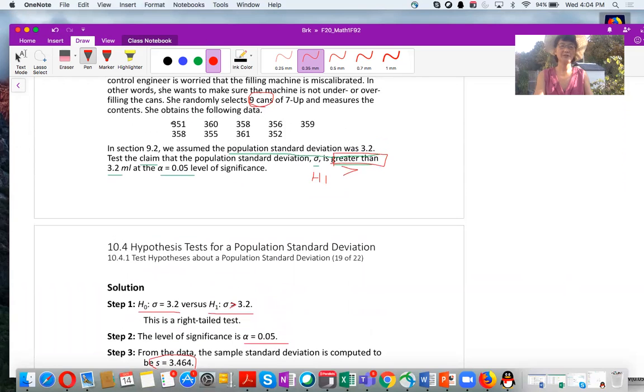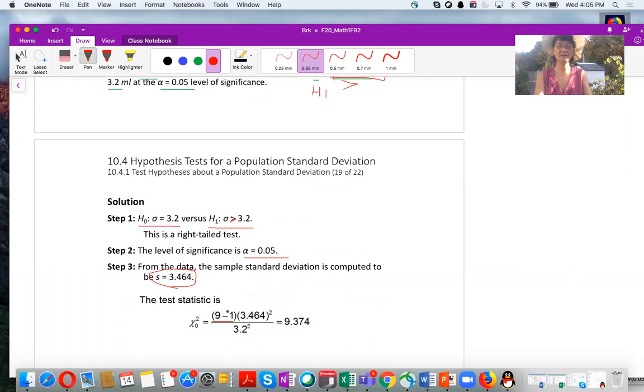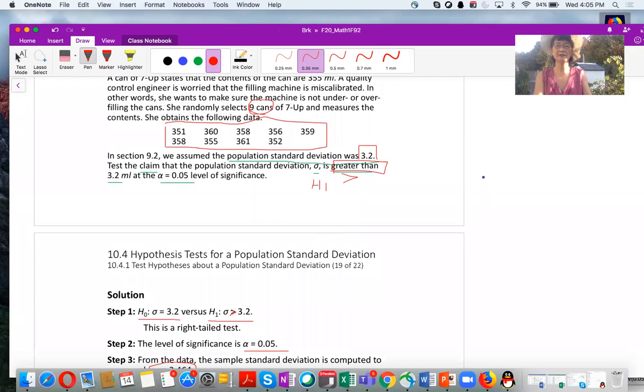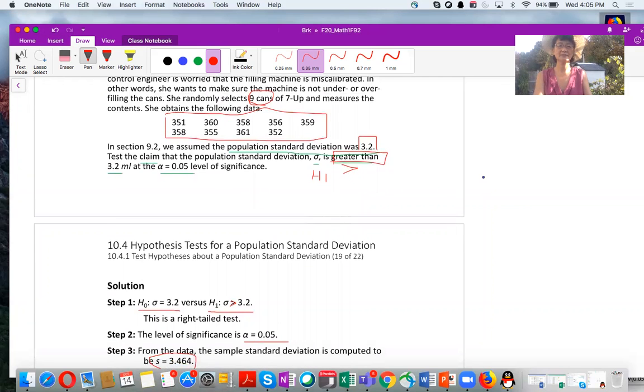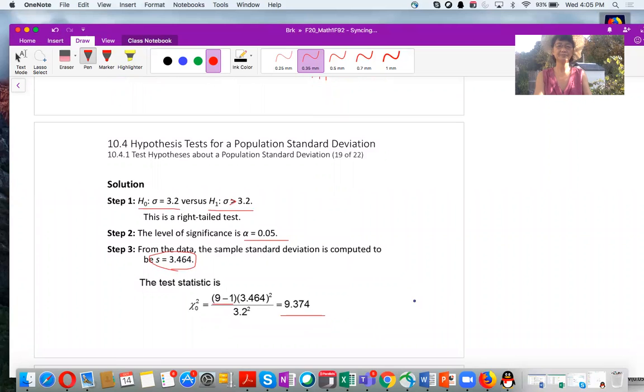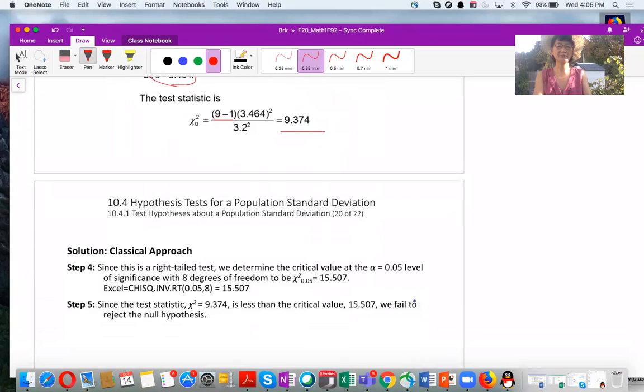Based on this data, you plug into your calculator or into Excel. You can calculate the standard deviation. The result is 3.464. And the population standard deviation is given as 3.2. That is the population standard deviation. So you get the chi-square result 9.374.